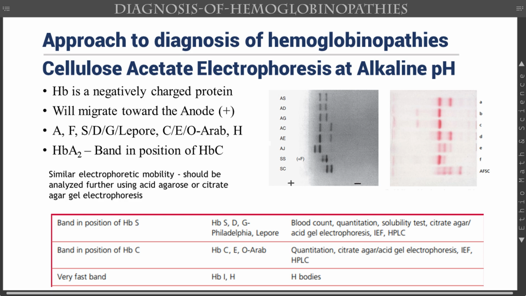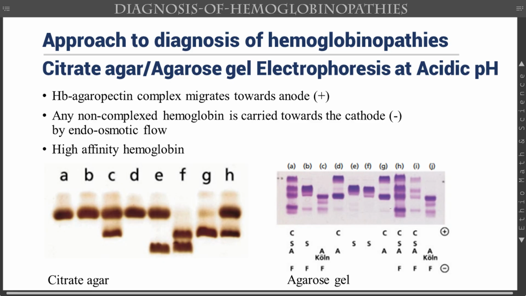needed to confirm. On cellulose acetate at alkaline pH, the hemoglobin binds to agaropectin in a way that makes the complex move toward the positive electrode. Any hemoglobin not complexed can actually be carried the other way by endosmotic flow, a subtle lab detail that causes some bands to appear differently. High-affinity hemoglobins and certain variants can give unusual migration, so technicians often run additional media like citrate agar or agarose gels when results are unclear.